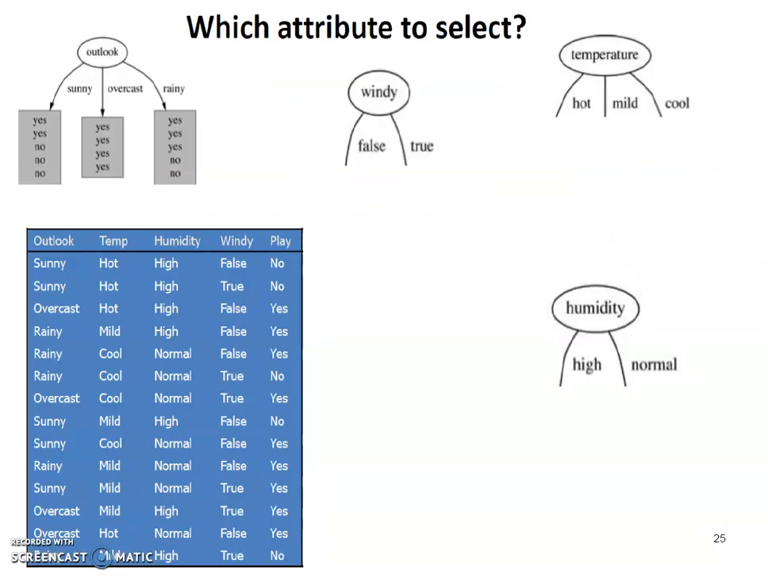Now we will come back to our play tennis example. So we have this data set, and based on this our requirement is to build a decision tree in order to help us understand how a decision can be made. We have these 4 different variables: outlook, temperature, humidity and windy. So which attribute to choose for the root node? How to make the decision?